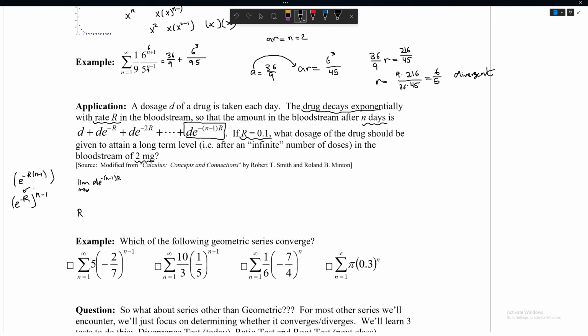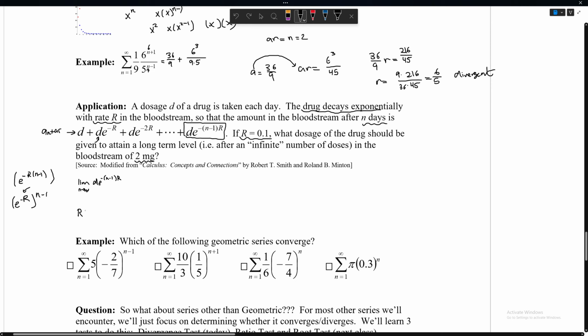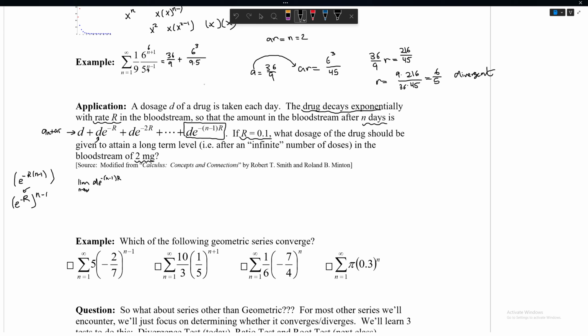The second way, which is the easiest way, is this is your a, plus this is your ar. If a is d, then this must be my r, the lowercase r, not the big R. So my r equals e to the negative, and we already have our big R, which is 0.1. e to the negative 0.1 is 0.9, which is less than 1. And so this converges.